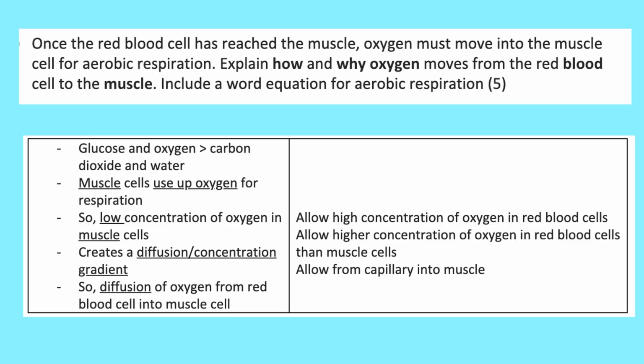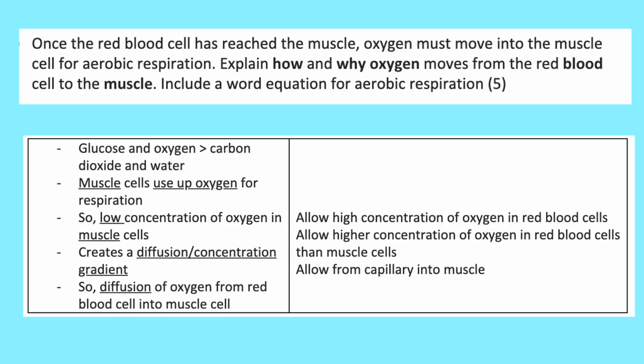Once we know that, we can move on to the second mark point of the scheme, which is that muscle cells must use up oxygen in aerobic respiration. So, if the muscle cells are using up oxygen, then we know that there can't be much oxygen in the muscle cells around, can there? If it's constantly being used up, then there's not going to be much there. So, there's a low concentration of oxygen in the muscle cells.